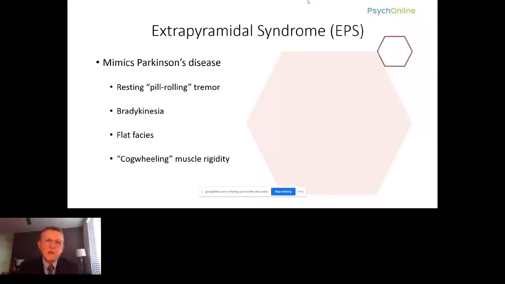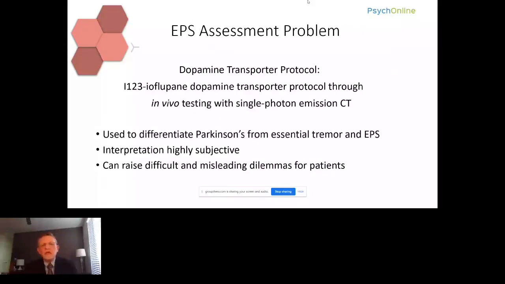Now let's move to extrapyramidal syndrome. Those of you seeing patients on a weekly to monthly basis with major tranquilizers are well familiar with this. It's also called Pseudo-Parkinsonian Syndrome because, of course, it mimics Parkinson's disease. So you'll expect to see the resting pill rolling tremor, bradykinesia, flat facies, cogwheel muscle rigidity, which hopefully you're checking for.